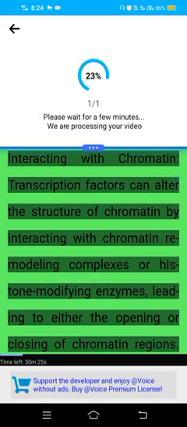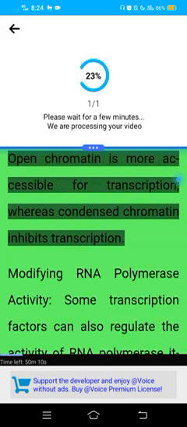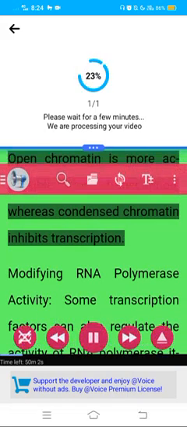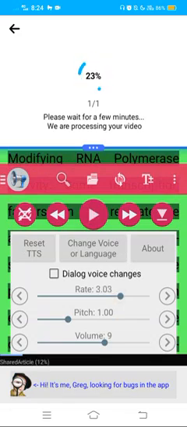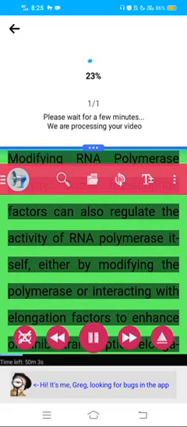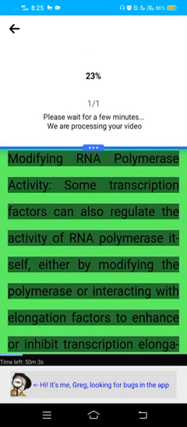Interacting with chromatin. Transcription factors can alter the structure of chromatin by interacting with chromatin remodeling complexes or histone-modifying enzymes, leading to either the opening or closing of chromatin regions. Open chromatin is more accessible for transcription, whereas condensed chromatin inhibits transcription. Modifying RNA polymerase activity. Some transcription factors can also regulate the activity of RNA polymerase itself, either by modifying the polymerase or interacting with elongation factors to enhance or inhibit transcription elongation.